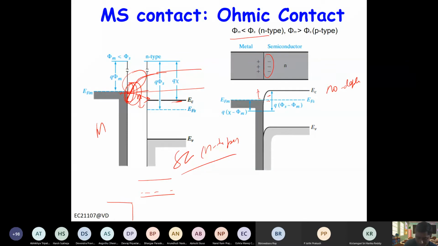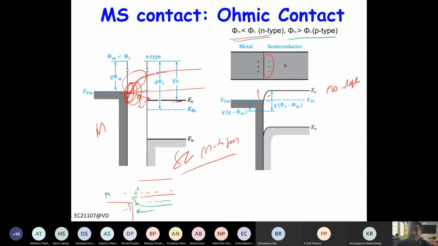so if they are aligned here, then what will happen? Let me use a different color. Then we will come here, right? And this will start from here. So now there is no barrier for holes, and there is a small barrier from the metal side. This is basically because the Fermi level is very near the band edge, so there is accumulation of holes, right? So this is positive charge, this is negative side, and again there is accumulation, not depletion. So for N-type, phi m less than phi s, for P-type, phi m more than phi s, the contact will be ohmic.